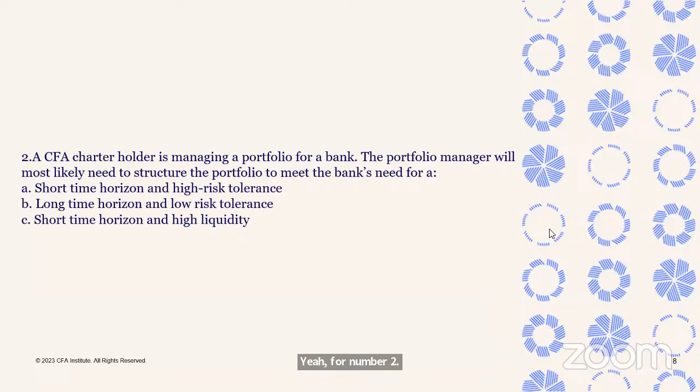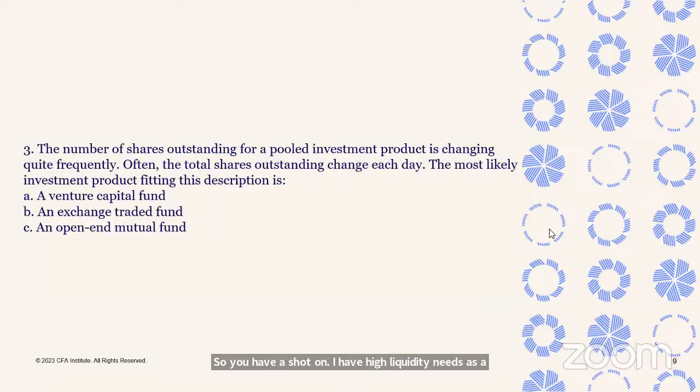You have a short-term horizon because the bank, the demand deposits, people are coming to the bank anytime to request for their money. So you have to be ready to pay them. So you have a short-term horizon and you have high liquidity needs as a bank. So the answer is C. Thank you.